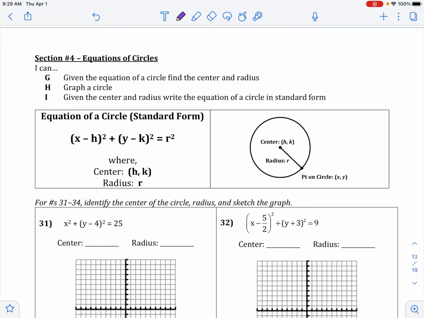We're working on circles, and with Section 4, we're kind of switching gears a little bit. We're going to be working on equations of circles, and we'll do this for 2 sections. In this first section, we're going to be given the equation of a circle and have to find the center and the radius. We're going to graph a circle, and then given the center and the radius, we're going to write the equation of a circle in standard form.